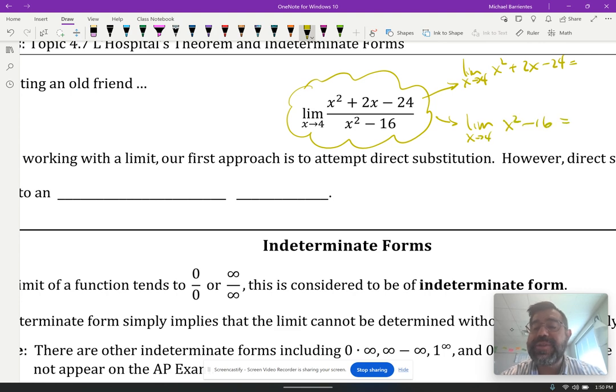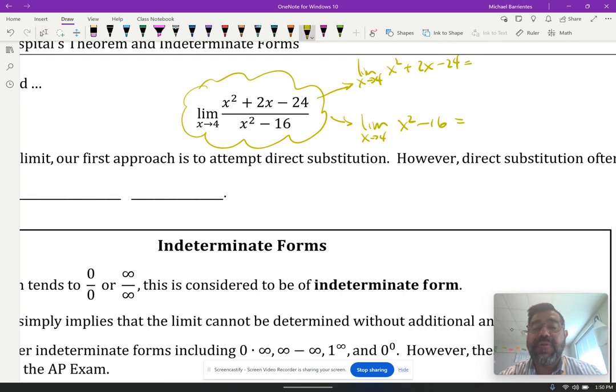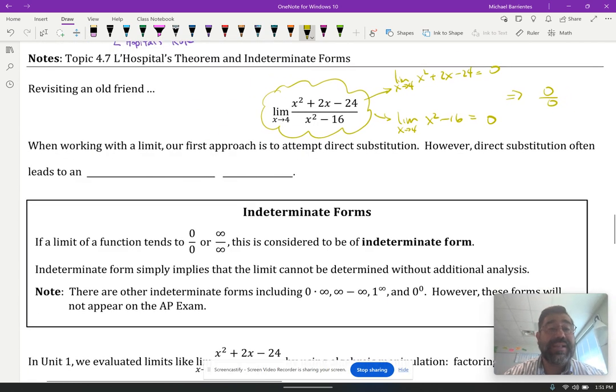If I substitute 4 into the denominator, 4 squared is 16, 16 minus 16 is 0. If I plug 4 into the numerator, 4 squared is 16, plus 2 times 4, that's 8. So 16 plus 8 is 24, minus 24, that's also 0. So this produces what we called an indeterminate form.